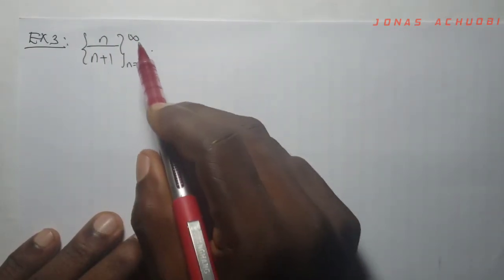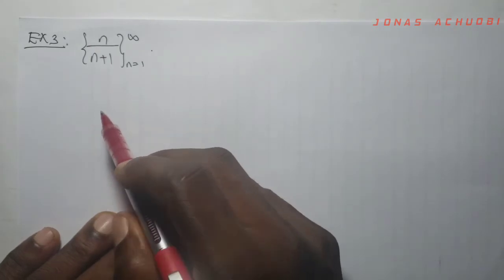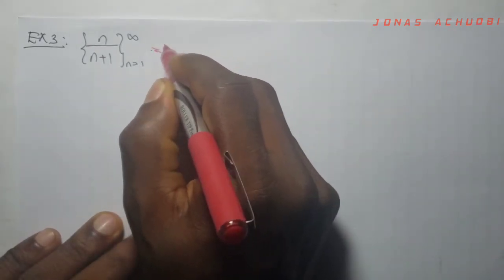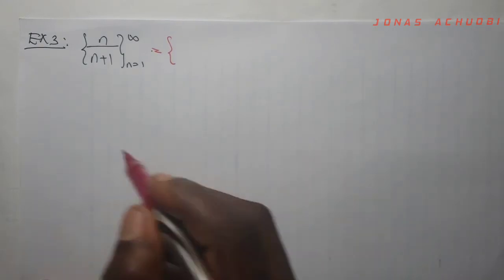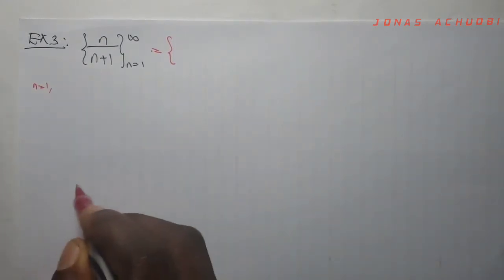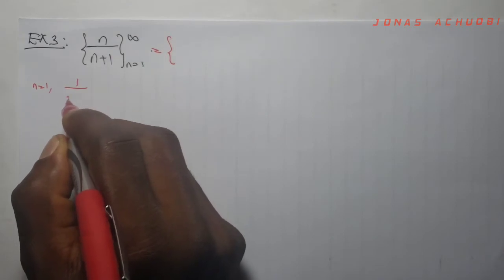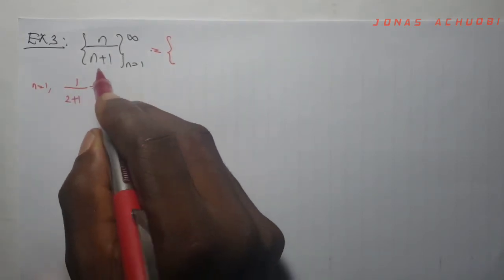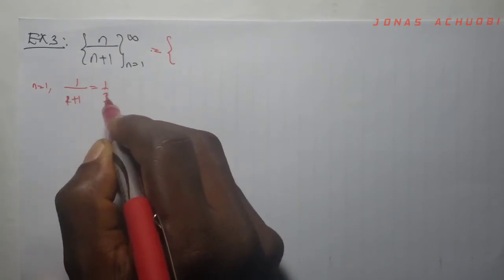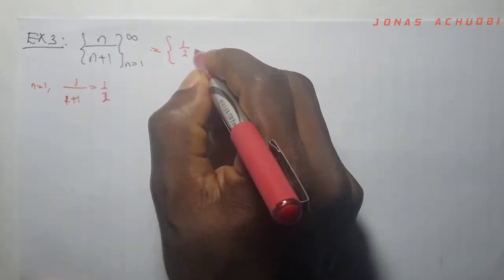1 to infinity, is bounded above or bounded below or bounded. So we take the first few terms of our sequence like we used to do. So for n equal to 1, we take the first term, that is 1 over 1 plus 1, 1 over 2. So the first term of our sequence is half.